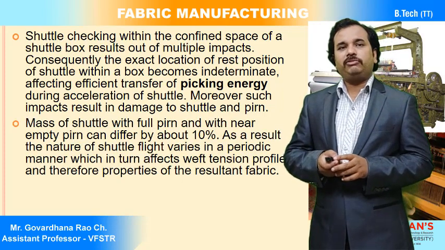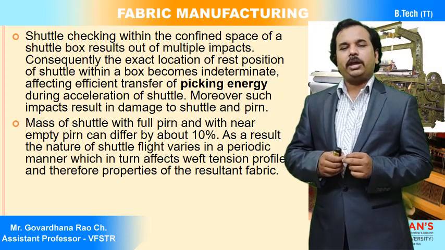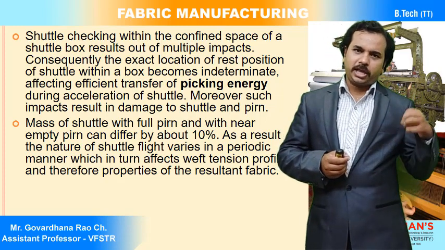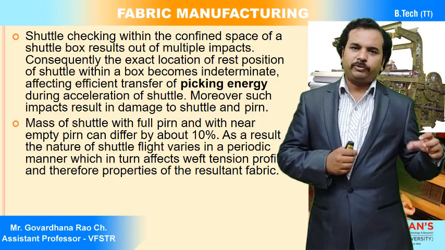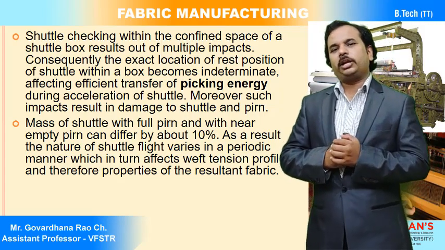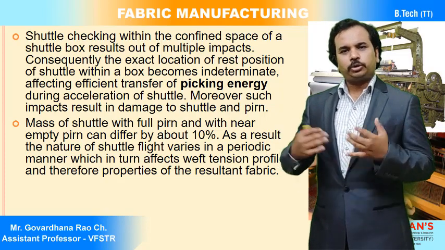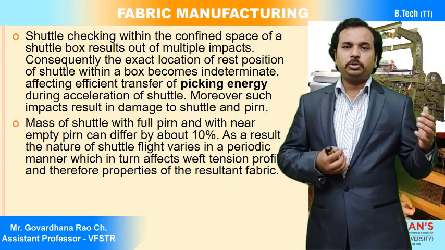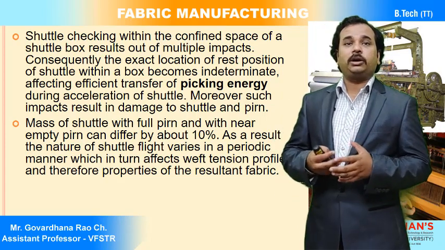The mass of the shuttle with a full pirn and a near-empty pirn can differ by about 10% in weight. If the yarn content is there in the shuttle, with a full cop, it becomes 450 grams. As I told earlier, pirn weight is approximately 80 to 100 grams. As weft insertion goes on, the shuttle weight is going to be reduced. From full to empty pirn, the shuttle weight varies by about 10% of its weight.